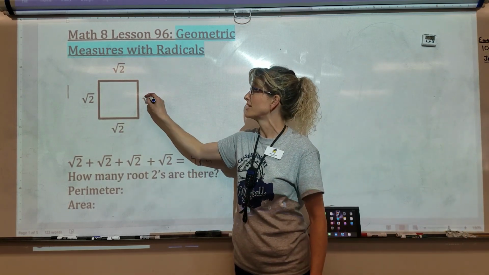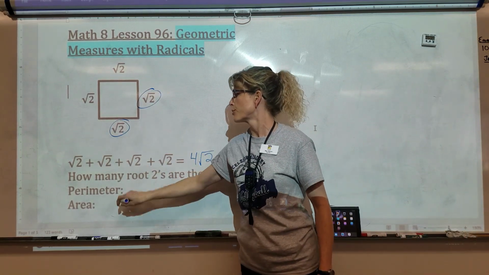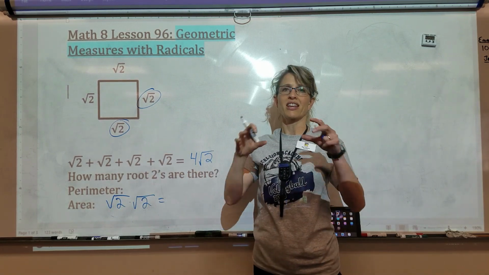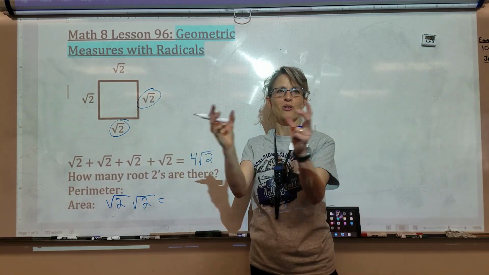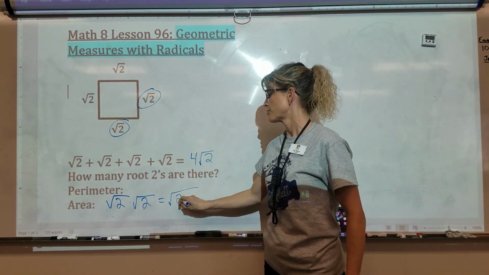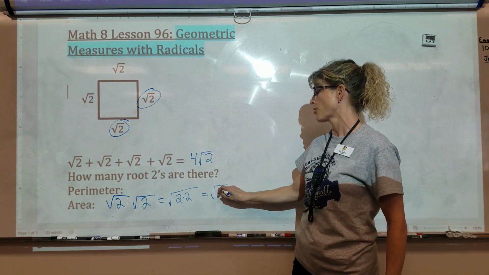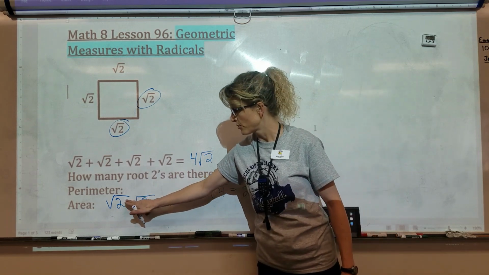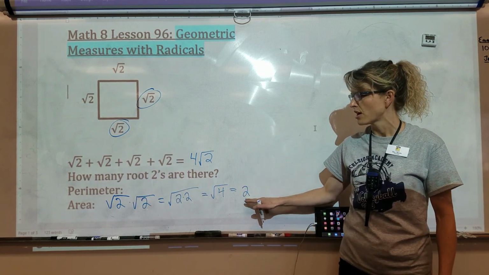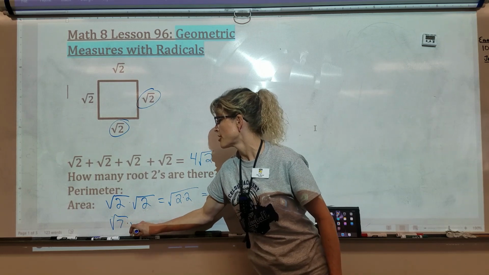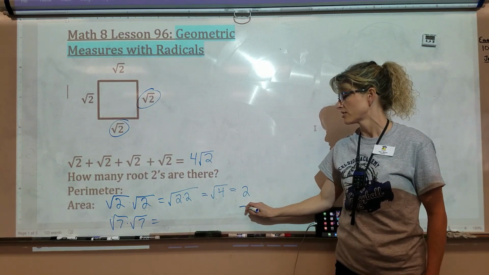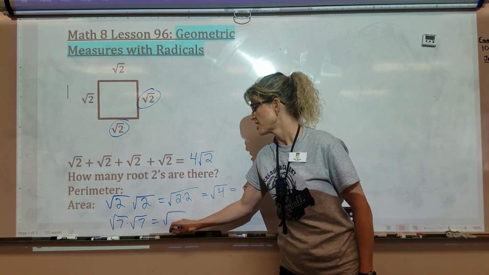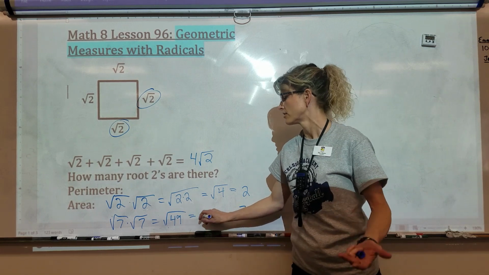My area is going to be length times width. So √2 times √2. And we learned before that I can separate radicals, but I can also join them back together. So I can call that √2 times 2, or √4, which we know to be 2. So √2 times √2 is 2. Wait a minute, if I had √7 times √7, would that be 7? Let's check it. √7 times √7 is √49. Oh, yeah, that is 7.